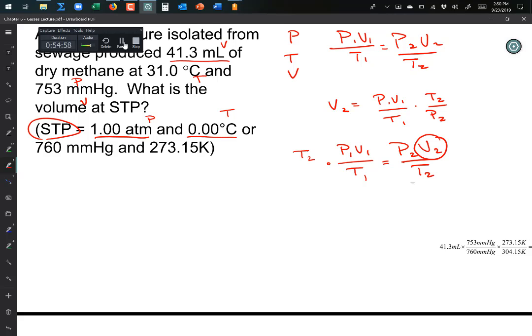If the T2 is at the bottom down here, then I'm multiplying by it on the other side. So that means I cross it out and I write T2 like that. And then you divide over. P2 is on top, right? But I want to get V2 by itself. So where does the P2 have to end up? Down at the bottom. So you cross it out and it's done.